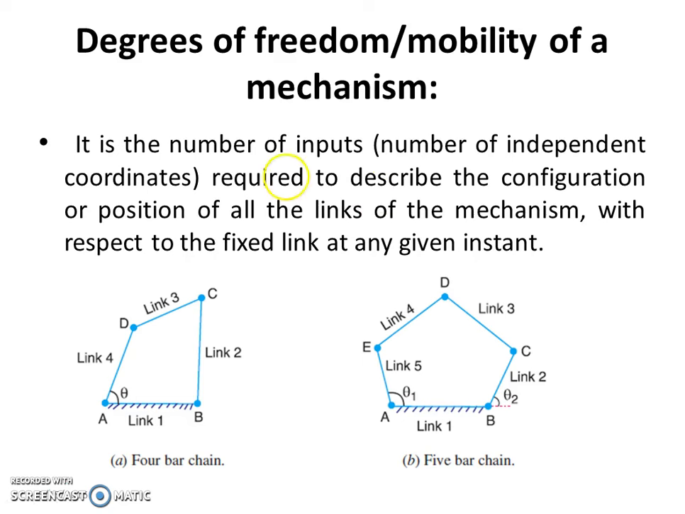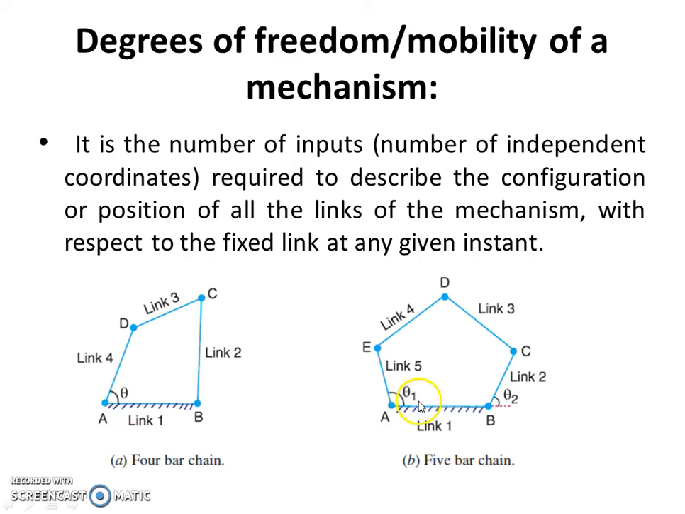Next, we are going to define mobility. The mobility of a mechanism is the number of inputs required to describe the position of all links in the mechanism with respect to the fixed link at any given instant. Here, see in this 4-bar chain, link 1 is fixed. If we move link 4 alone, we are able to move all the links. So the mobility of this 4-bar chain is equal to 1.